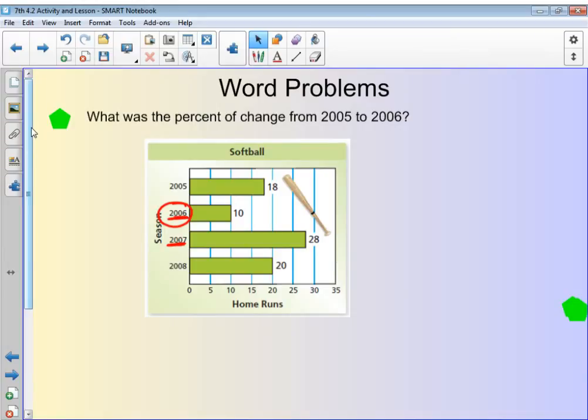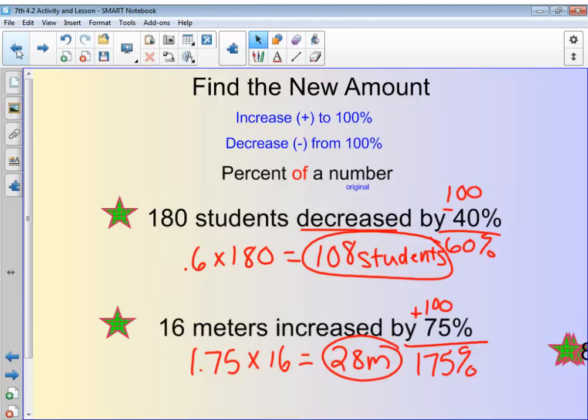Now, you're not always going to have a graph, so then you may have to pay attention to the wording. The other part of this lesson, the key thing to remember, is if you have the word increased, you're going to add 100% to the original number. And if you have decreased, then you're going to subtract that number from 100%. Good luck with this one, guys.